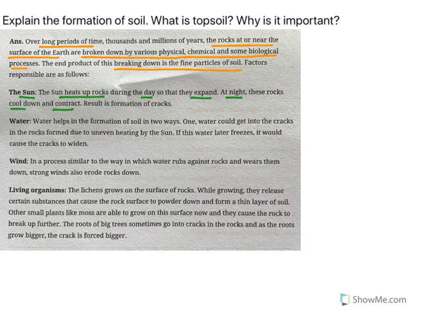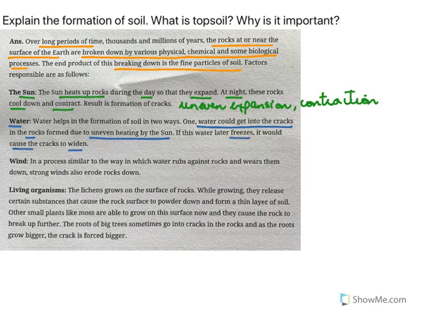And this uneven expansion and contraction causes cracks in the rock. Another factor is the water. Water helps in the formation of soil in two ways. Water could get into these cracks in the rocks formed due to uneven heating of the sun. If the water later freezes, it causes the cracks to widen. And another second point is the flowing water. Flowing water also breaks down the rocks into soil.